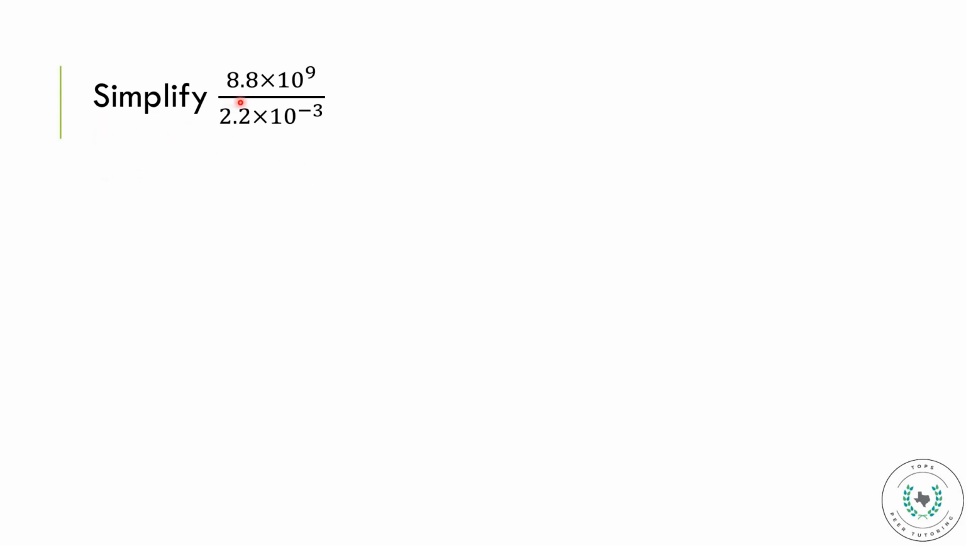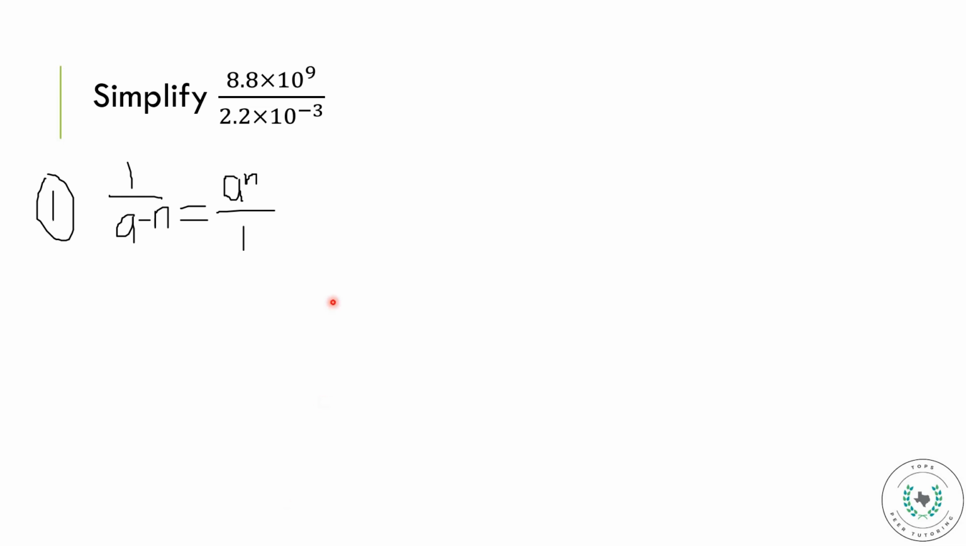Simplify 8.8 times 10 to the power of 9 divided by 2.2 times 10 to the power of negative 3. The first way that we're going to be doing is the exponent properties, so just right here with us, without a calculator. Now for this one we're going to be relying on the negative exponent rule. If you remember, it is one of them, because there's two versions, but the one that we're going to be using states that when you have a value with a negative exponent in the denominator, you can turn that into that same value with a positive exponent in the numerator.